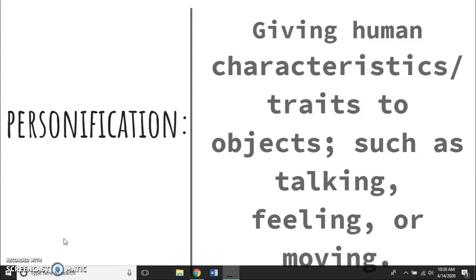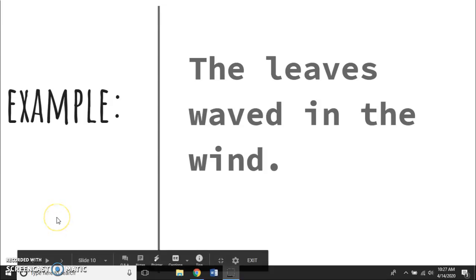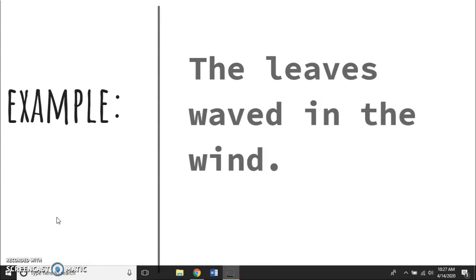Personification is giving human characteristics or traits to objects, such as talking, feeling, or moving. Okay, so giving human characteristics or traits to objects, such as talking, feeling, moving. Okay, and our example, the leaves waved in the wind. Okay, and why is that personification? Because waving involves having hands, and leaves do not have hands, so leaves cannot physically wave. Okay, that is why that is personification.